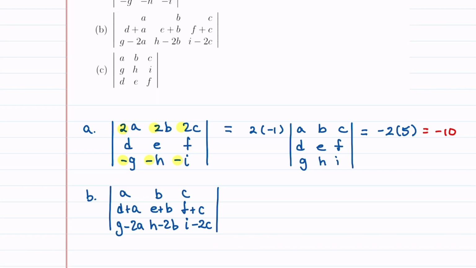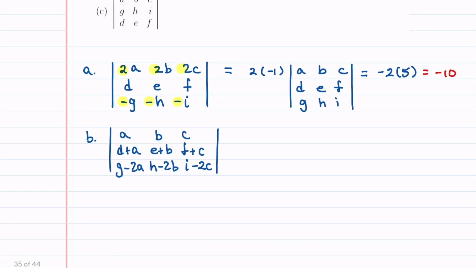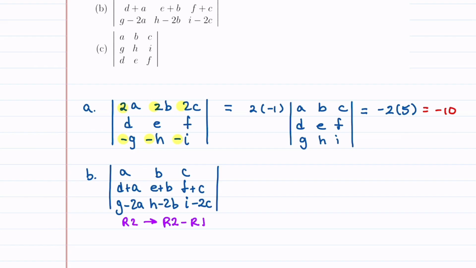And we can do that by doing some row replacements. What we can do is take row 2 and change it to be row 2 minus row 1. Now let's look at row 3. We're going to take row 3 and replace it with row 3 plus 2 times row 1. Now let's see what we get.